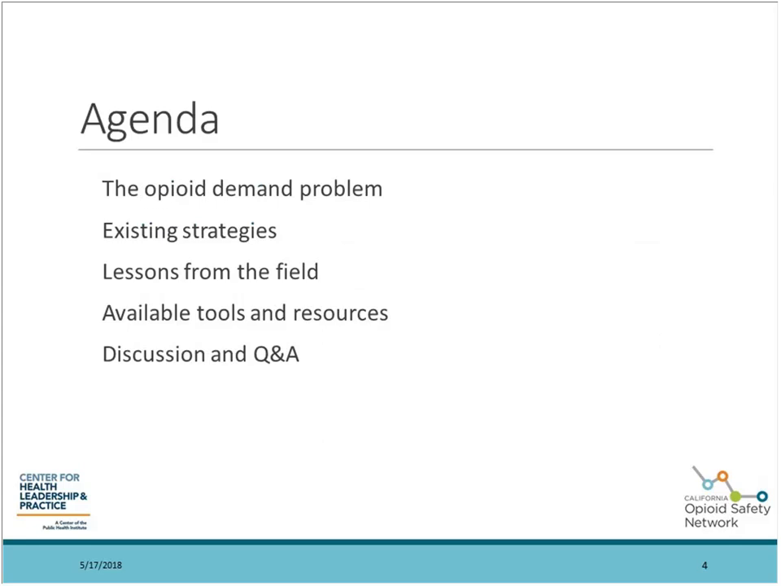Our agenda for today is to go through, in the presentation, a description of the opioid demand problem, and describe a list of practical strategies you can take with your coalition. We'll have some guest speakers provide some lessons from the field, and then review some available tools and resources. And at the end of the presentation portion, we'll open the lines for some discussion and Q&A.